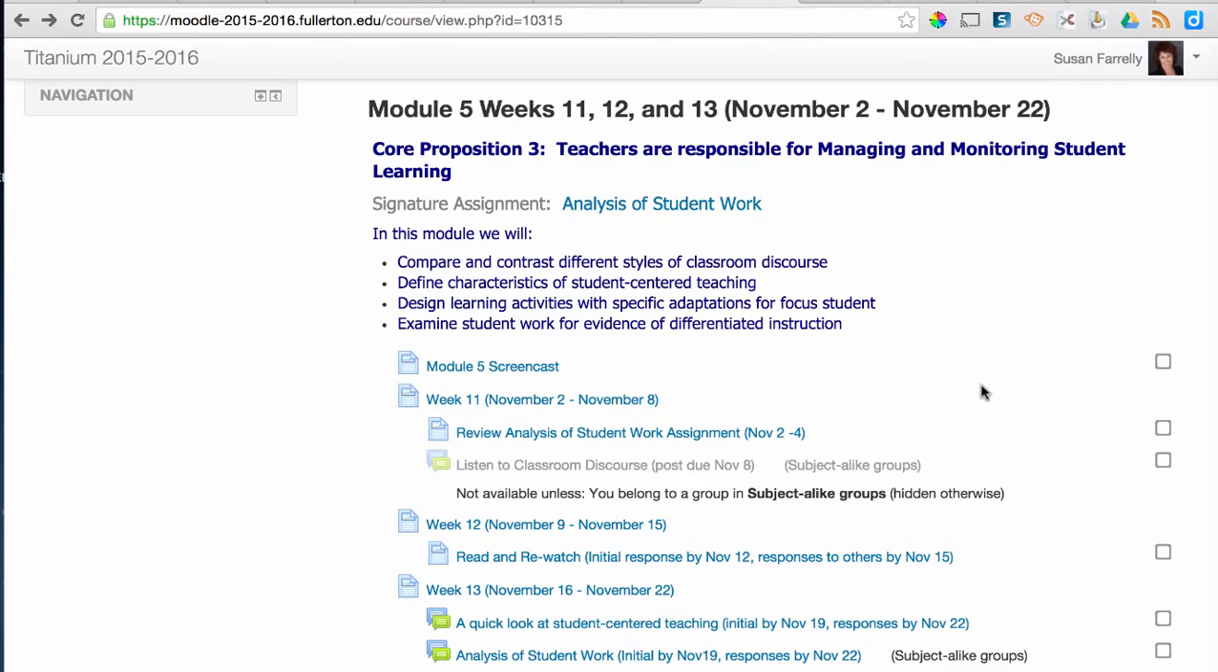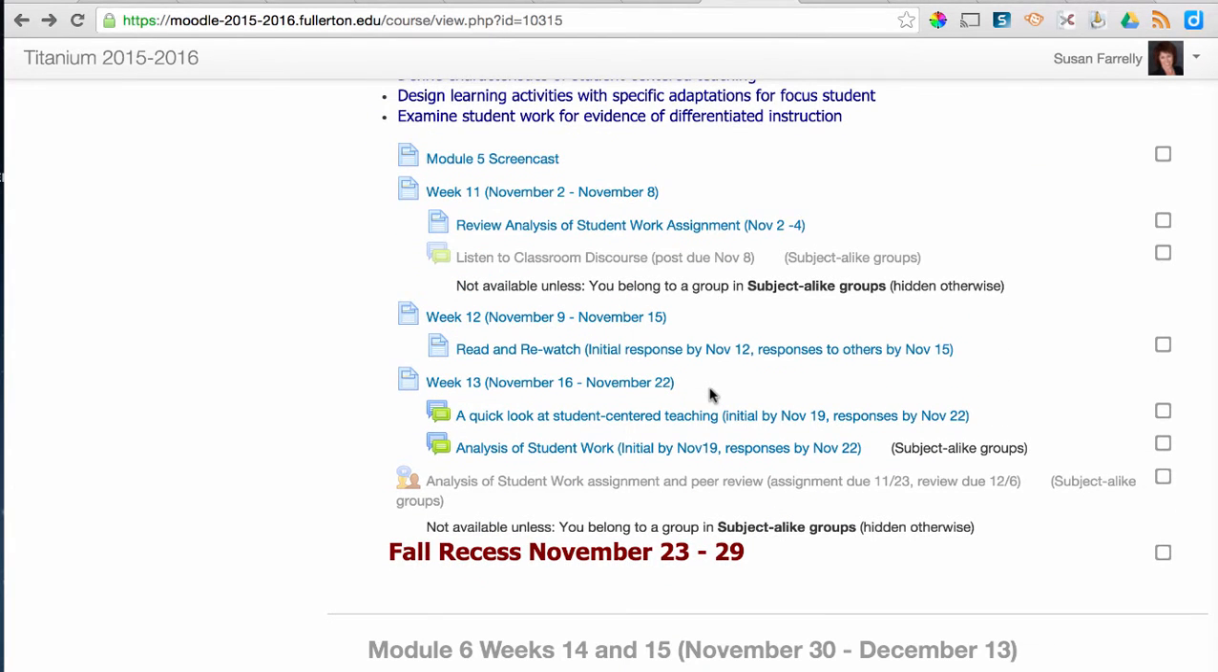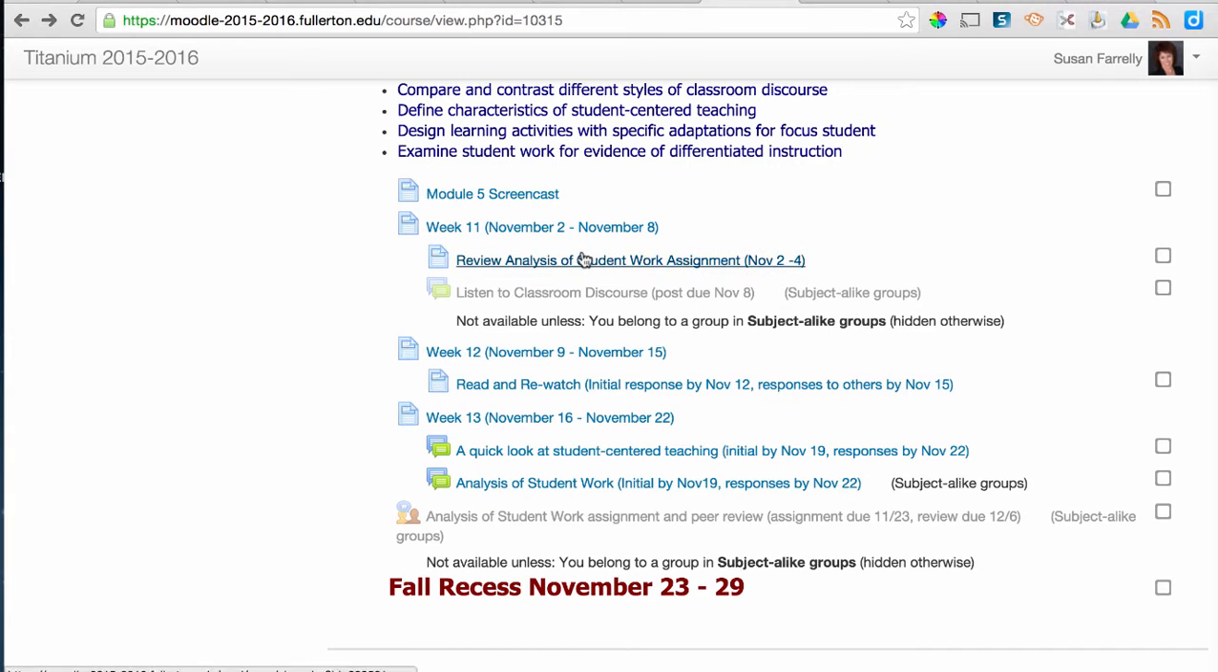To the extent possible, given your context and your subject area, we're going to use the component to look at how one would adapt a lesson or an activity for your focus student, and then take a look at the student work and do a detailed analysis and reflection. Let's take a look at week 11.